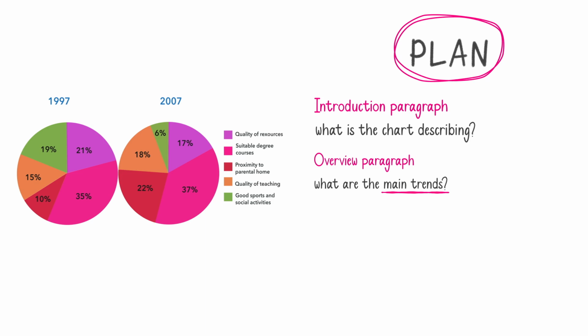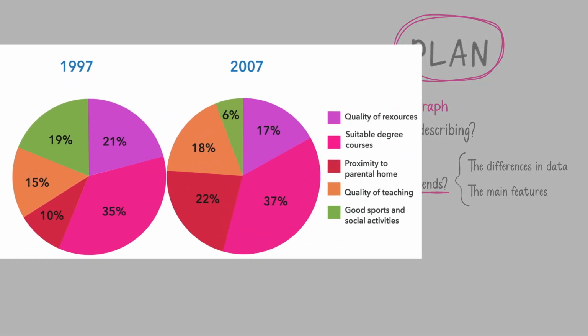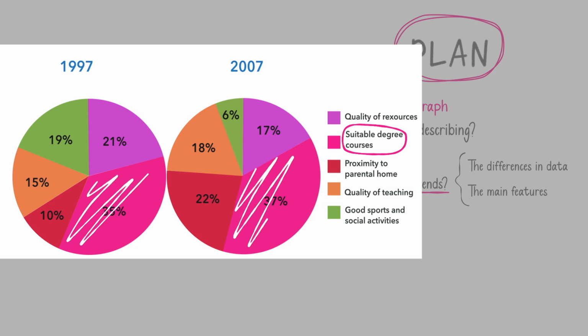By feature, there are basically 2 main points that we have to cover in our overview paragraph. The first one is main trends, the differences in data in 2 years, all right? These are called main trends, and main features or main feature. So the main feature in this paragraph is suitable degree courses. As you can see, suitable degree courses are the most important in both years. In 1997, it is 35%. In 2007, it is 37%. So suitable degree courses is the main feature in this pie chart, right?